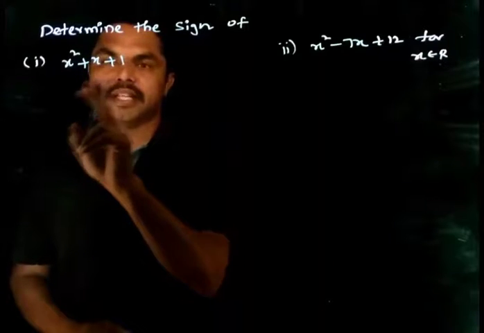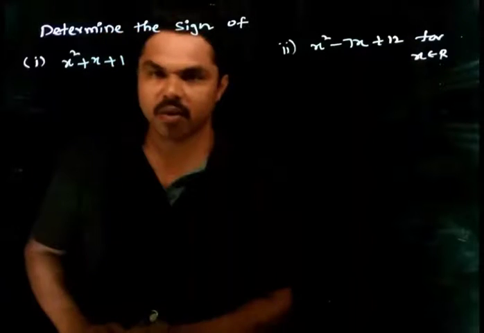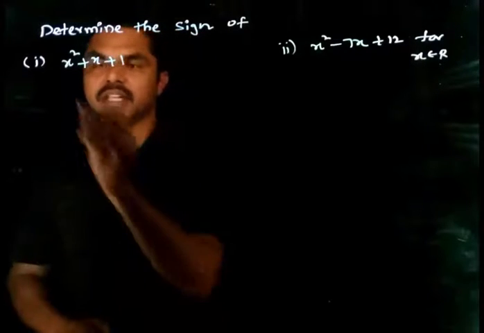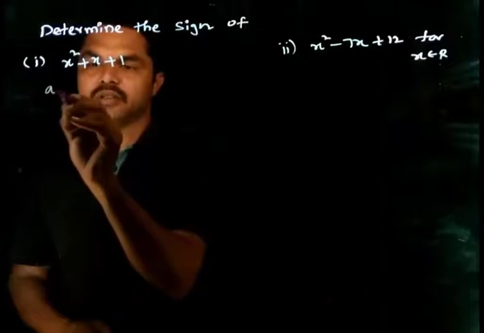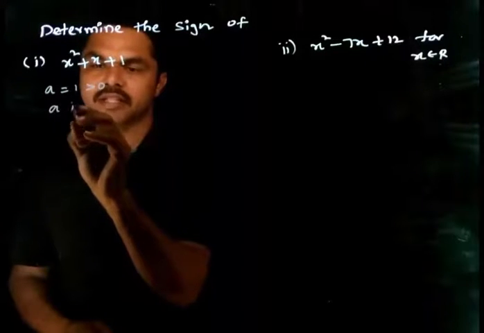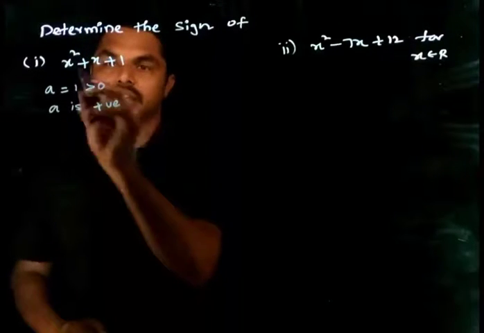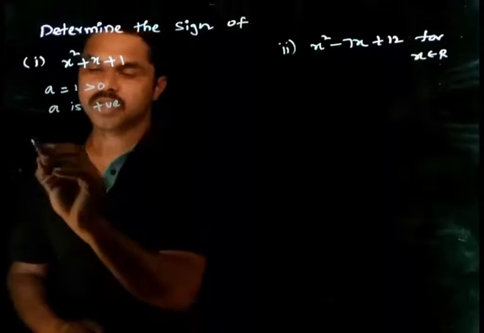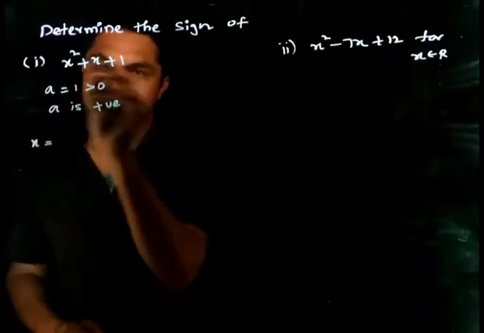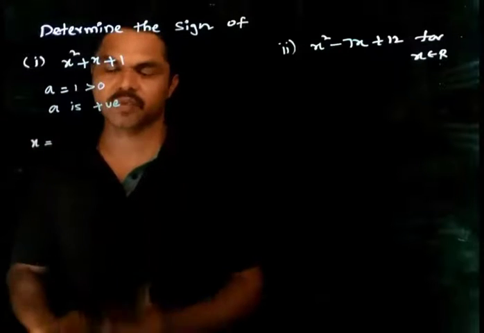The expression here is x squared plus x plus 1. So we have to find the sign of this expression. For that, what is the x square coefficient? So a is equal to 1, that is greater than 0. That means a is positive here. Now try to find the roots of this equation. It is very clear here that the discriminant is less than 0. Definitely we will get imaginary roots, even though, let us just find them.